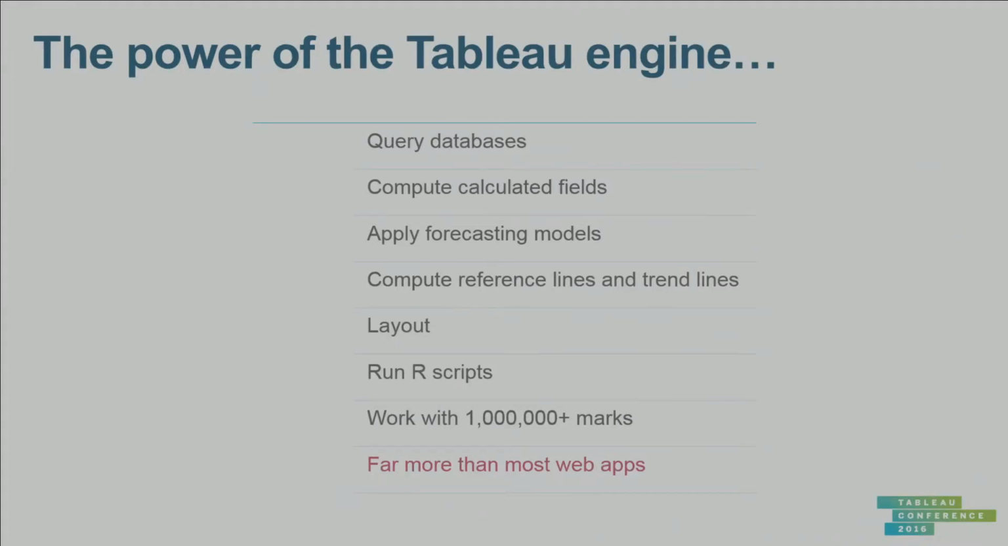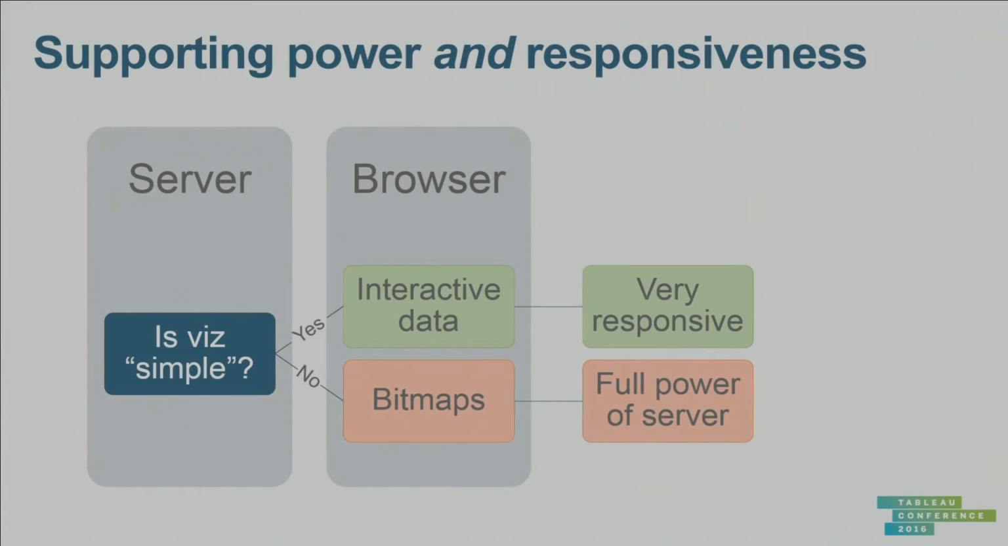So how do we get both of those? So what we do is we actually have a hybrid model, where if the viz is simple enough for some definition of simple, then we can push enough information into the browser for it to be interactive. The browser client then has enough information that it can give you that feedback immediately. But if it's more complex, we create bitmaps. We send those bitmaps up to the browser instead. So now you have the full power of server, because we're doing all the work on server, but you lose the interactivity because it's just bitmaps up to the browser client.